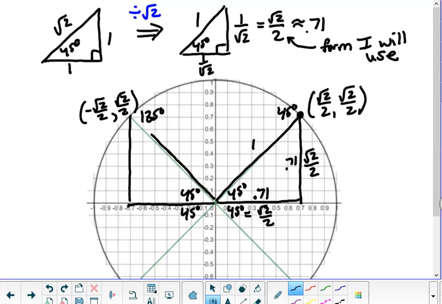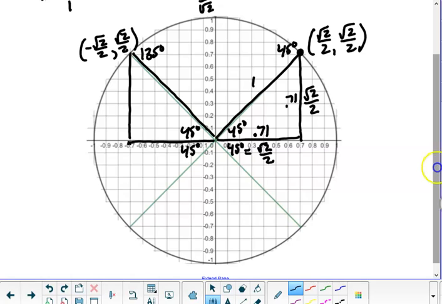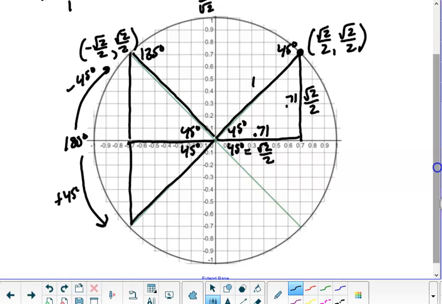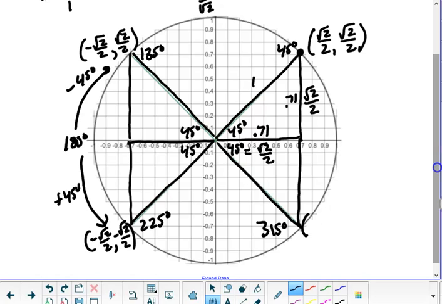When I go into quadrant 3 and add 45 degrees, okay, so this is 180 minus 45, this is 180 plus 45, I'm going to end up with 225 degrees, and the coordinates of this point are both negative. Negative square root of 2 over 2, negative square root of 2 over 2. Last angle is 315 in quadrant 4, and the coordinates of this are going to be positive square root of 2 over 2 for x, negative square root of 2 over 2 for y.